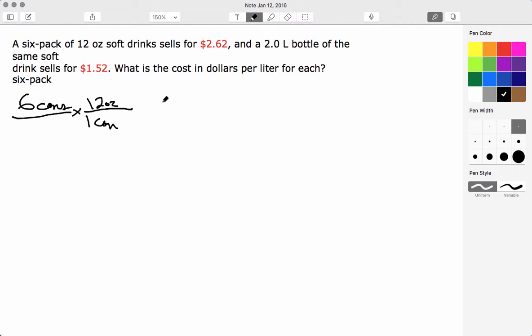And now we're going to convert this to liters because we have to. It wants us to know what is the cost. Our end game is to get dollars per liter. We already have dollars, $2.62 for this first one, and we just need to get the liters. So our job is to convert ounces into liters.